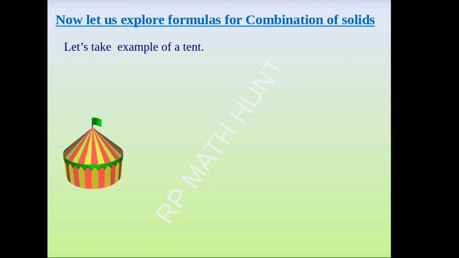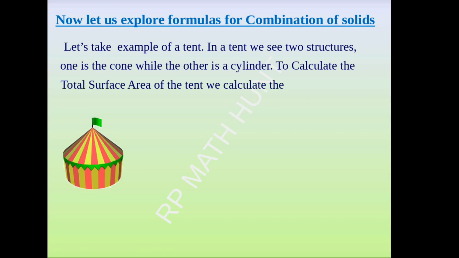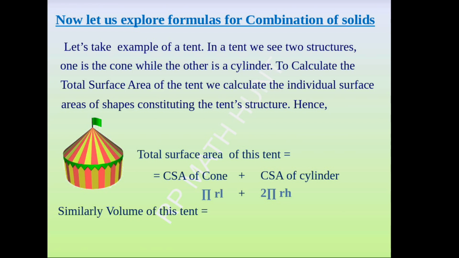Let's take an example of a tent. In a tent, we see two structures, one of the cone while the other is cylinder. To calculate the total surface area of the tent, we calculate the individual surface areas of shapes constituting the tent's structure. Hence, the total surface area of this tent is equal to CSA of cone plus CSA of cylinder, that is equal to pi r l plus 2 pi r h. Similarly, volume of this tent is equal to volume of cone plus volume of cylinder. That is equal to 1 by 3 pi r square h plus pi r square h.